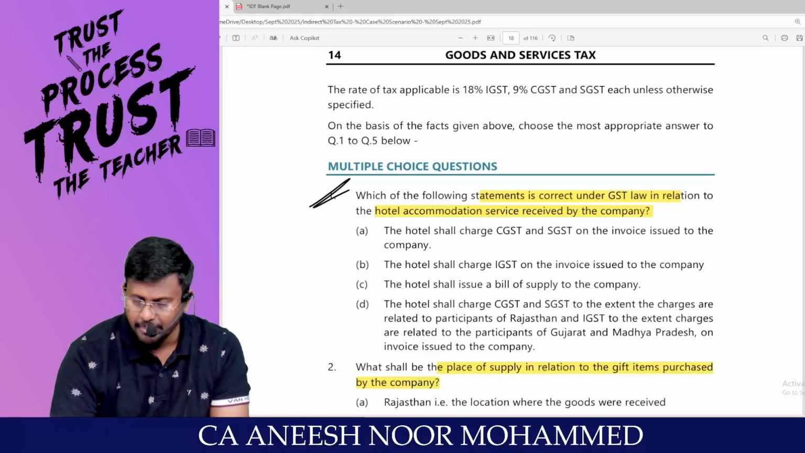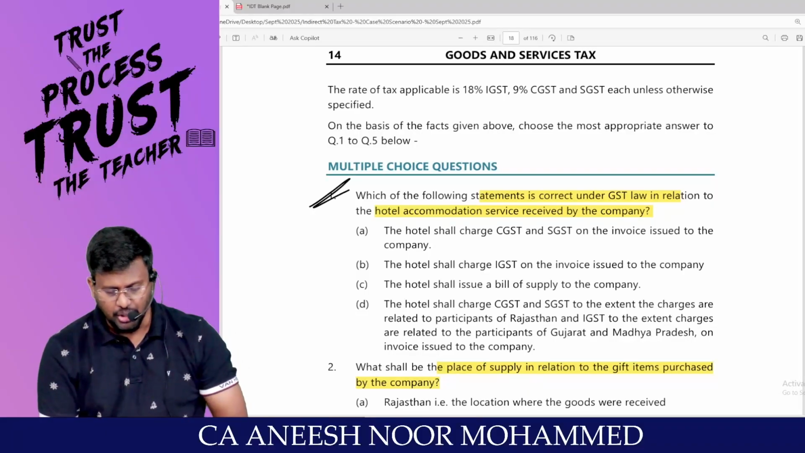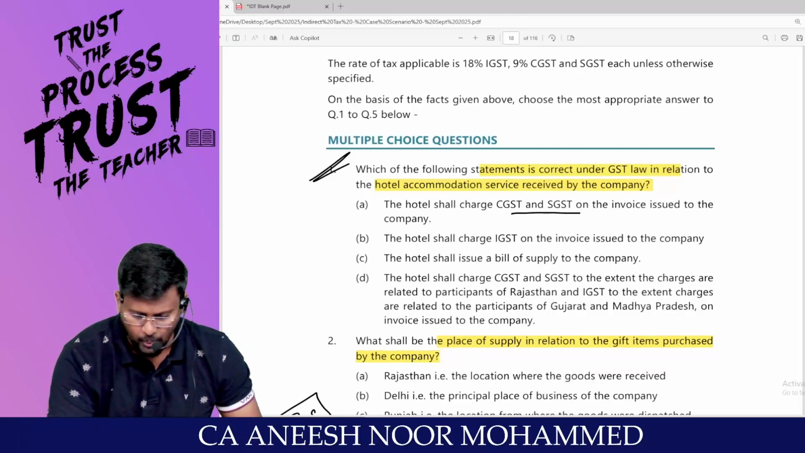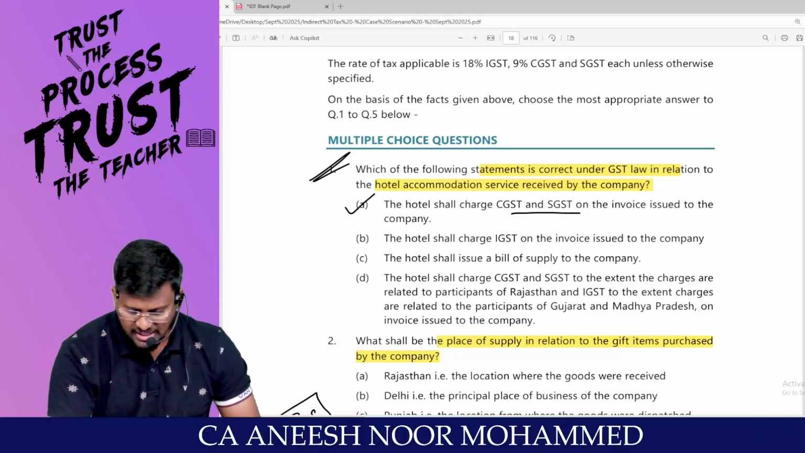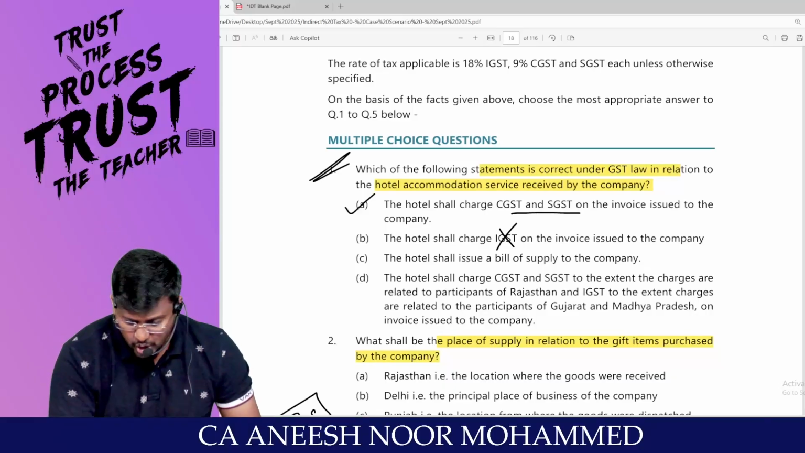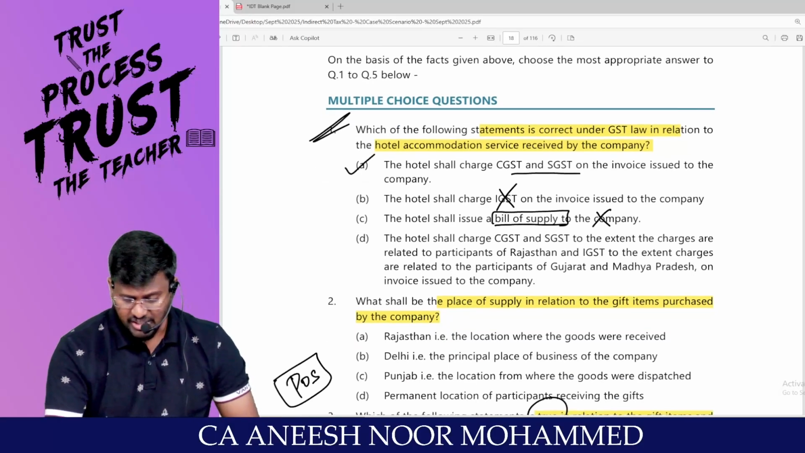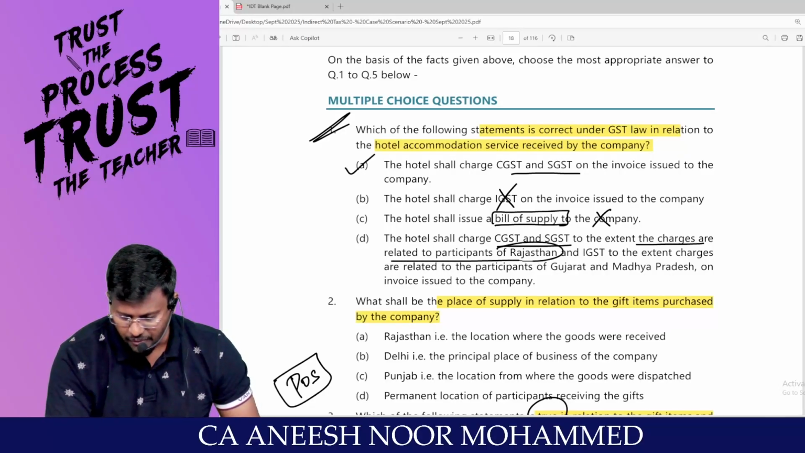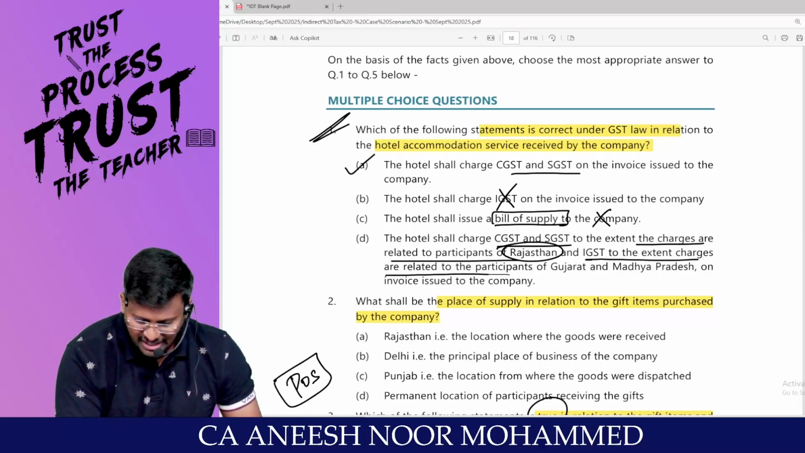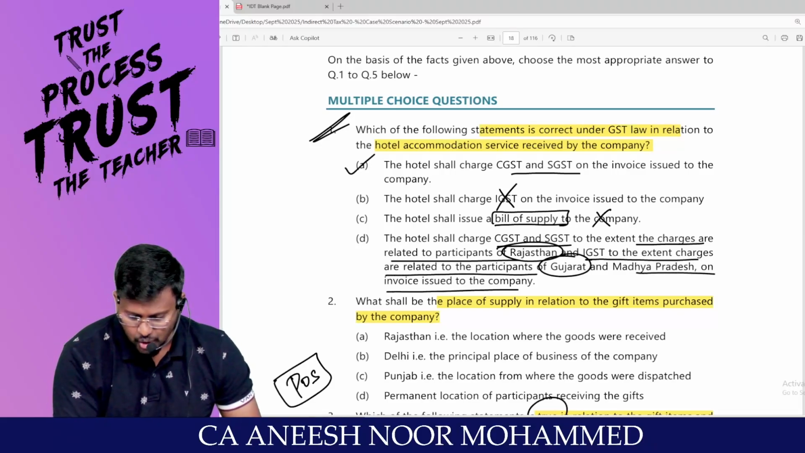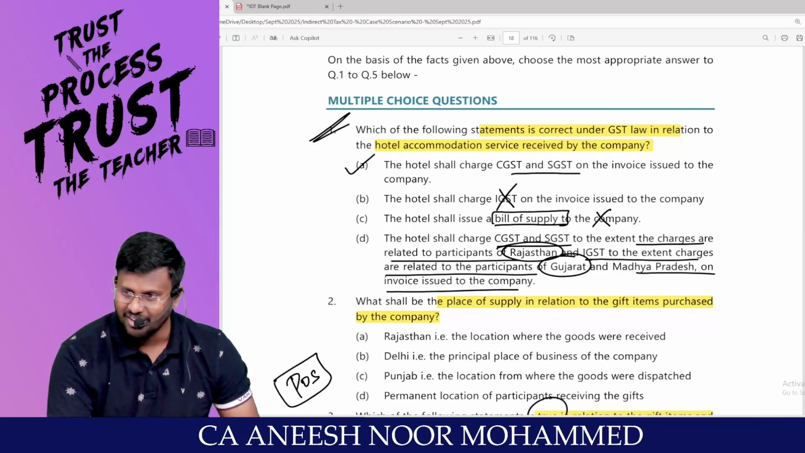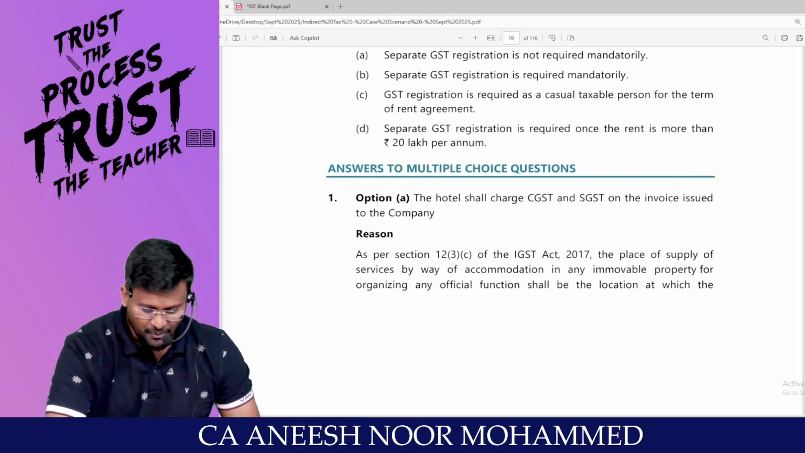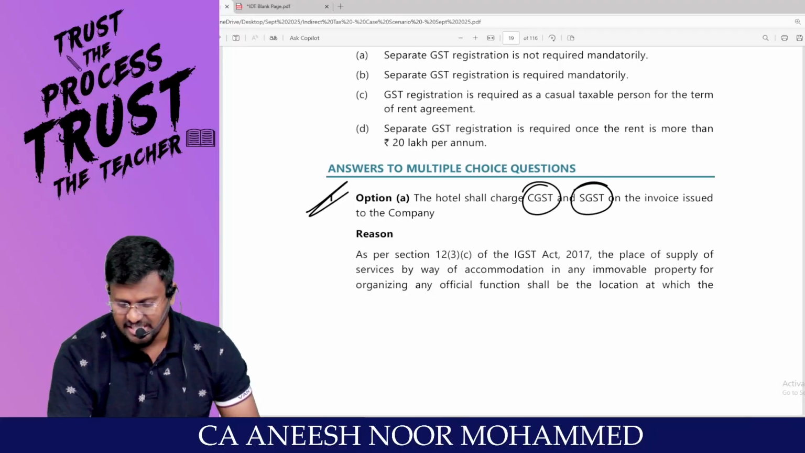Look at the first answer. Which of the following statements is correct under GST law? In relation to hotel accommodation service received by the company, the hotel shall charge CGST and SGST on the invoice issued to the company. Right answer. Hotel shall charge IGST. Wrong answer. Hotel shall issue a bill of supply. Wrong answer. Hotel shall charge CGST and SGST to the extent charges are related to participants of Rajasthan, and IGST to the extent charges are related to Gujarat and Madhya Pradesh on the invoice issued by the company. This is also a wrong answer. So option A is the right answer for question number 1: the hotel shall charge CGST and SGST.